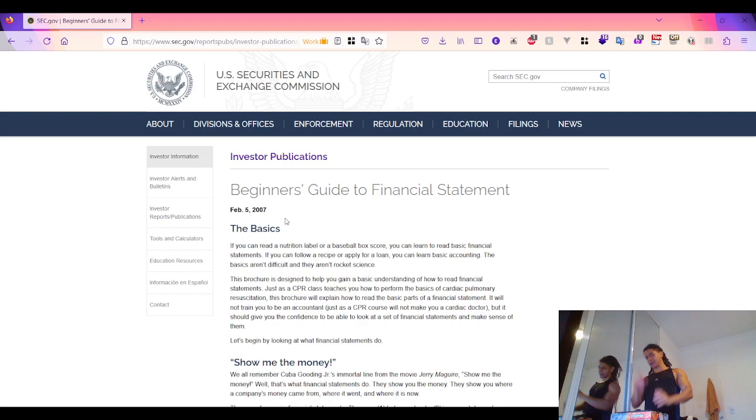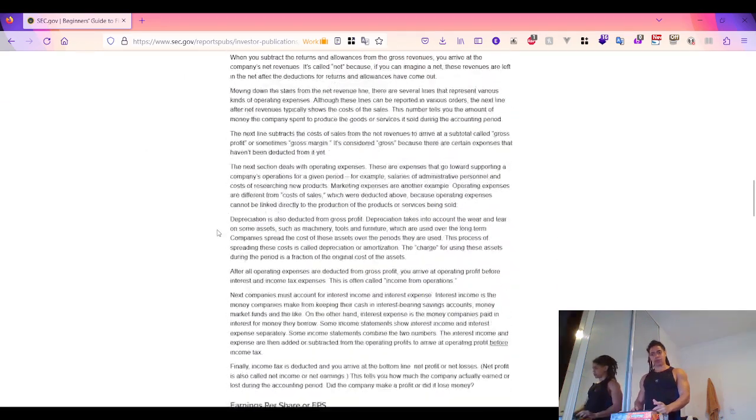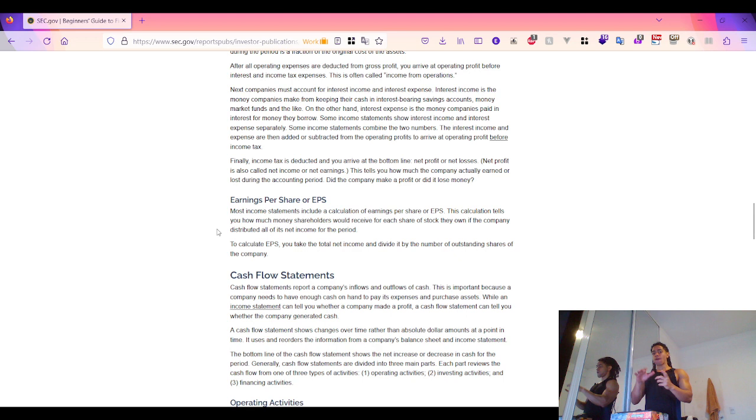So then I look at the cash flow statement, which shows the company's inflow and outflow of cash over a period of time. While the income statement can tell you whether a company made a profit, a cash flow statement can tell you whether a company generated cash. It reuses all the information from the balance sheet and the income statement. The bottom line of this statement shows the net increase or decrease of cash.